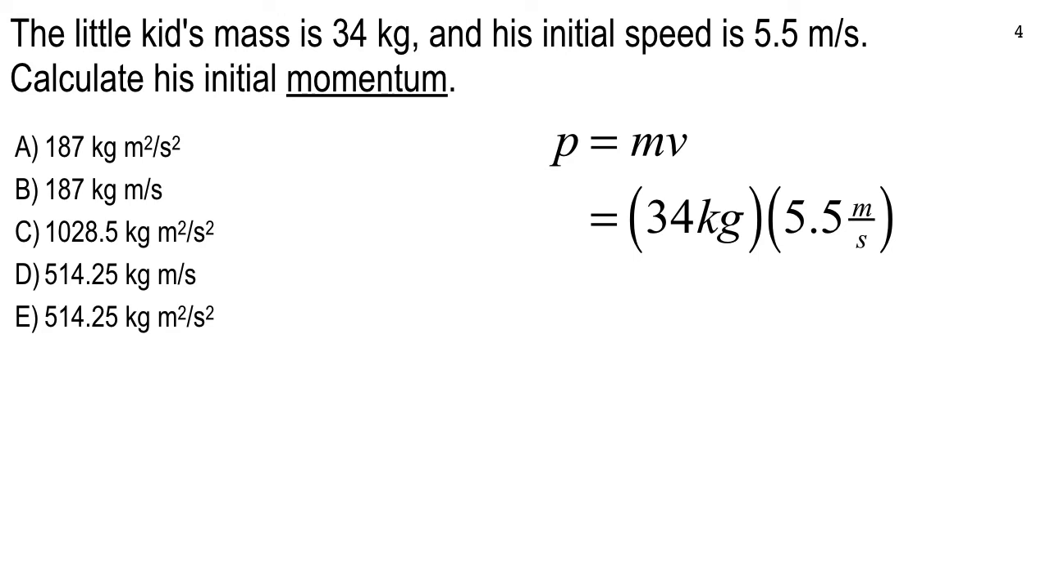Now, you may have had an instance of the shrimpy little kid at the skating rink with a different mass and a different speed. That's all right. The strategy is the same if you're calculating momentum. All right, so there's his momentum. And option B is the correct answer. Any questions about this? I want to make sure we go step by step and nobody gets tripped up.